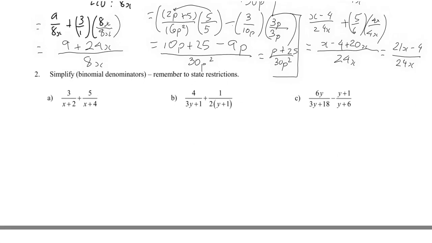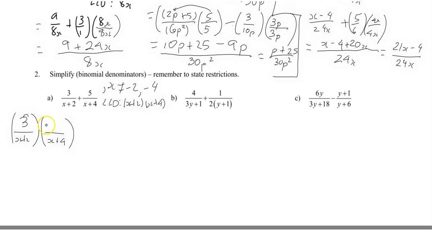Simplify, this time binomial denominators. Okay, so restrictions. X cannot equal -2, -4. The LCD, x plus 2, x plus 4. So you'll find with binomials, you need the whole binomial thing, like you need this whole term. So this gets a little bit tougher, but let's do this. So we've got 3 over x plus 2. Now, my LCD is x plus 2 times x plus 4, so I need an x plus 4 here.